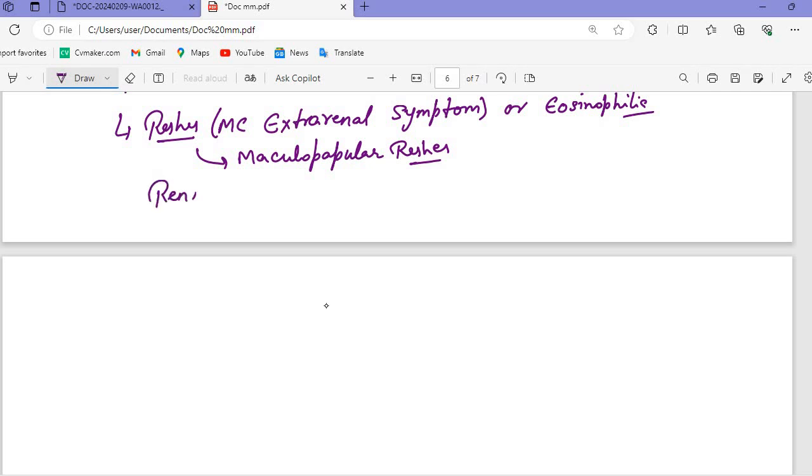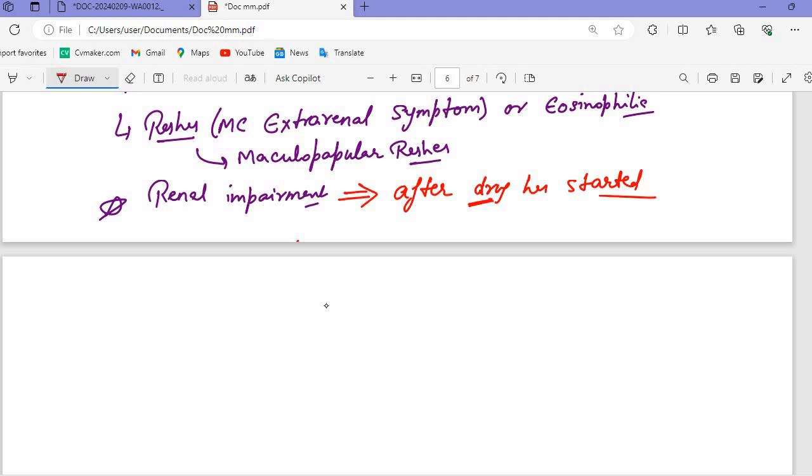There will be renal impairment after that. See, there is a nephritis. Nephritis means there is inflammation. That's why you can remember that there will be renal impairment. Renal impairment will always come after taking the drugs, after the drug has started, and that will cause the nephritis. You can write it like this.